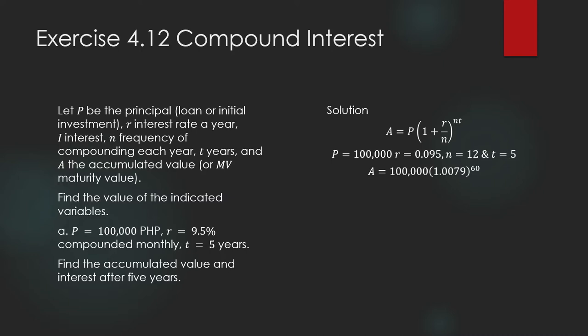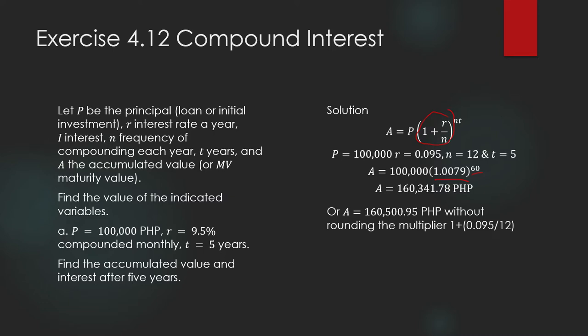So the accumulated value is equal to 100,000 times this one. This one is the result of 1 plus R over N, and we rounded it to the nearest ten-thousandth digit, raised to 60. This is N times T, 12 times 5, which is equal to 60. And so it's going to be equal to this. The accumulated value after 5 years is 160,341.78 pesos.